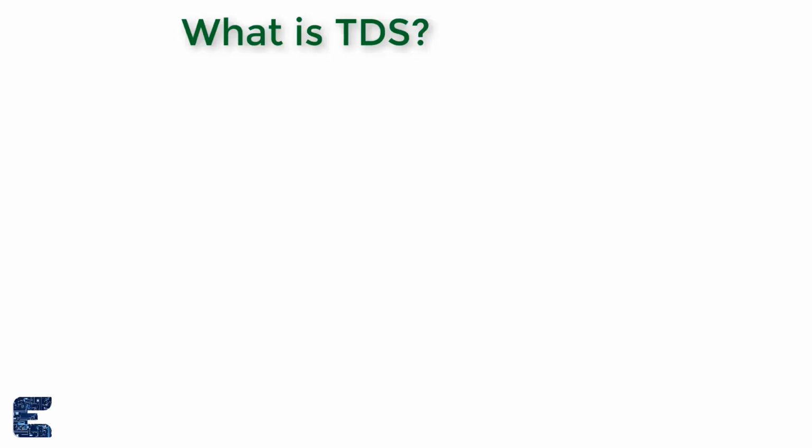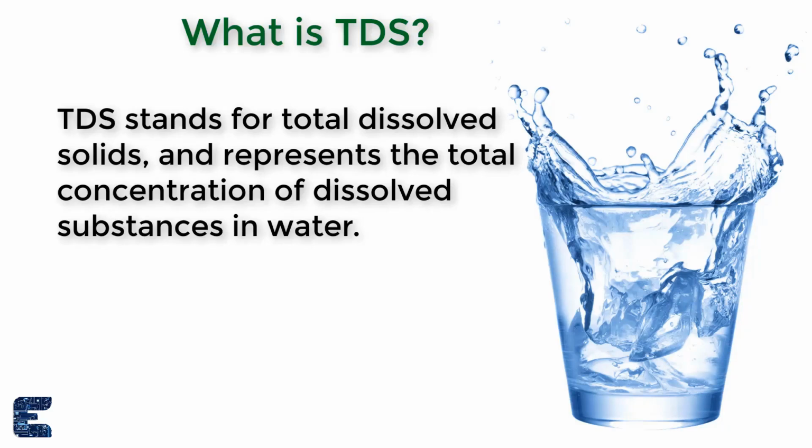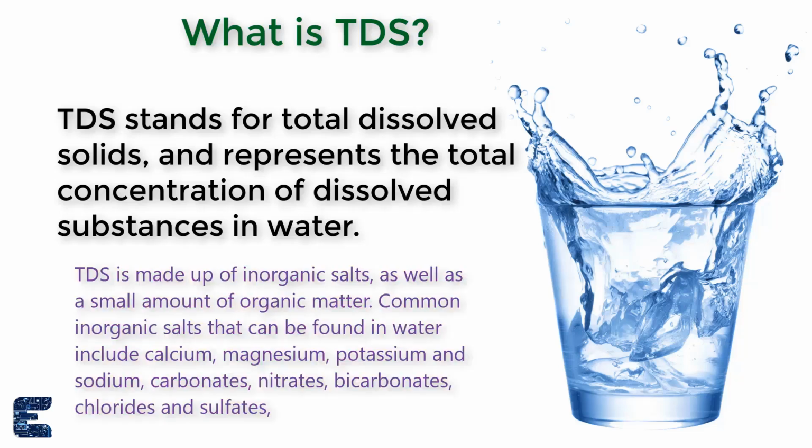Let us see what is TDS. TDS is defined in terms of water or any other liquid. TDS stands for total dissolved solids, and it represents the total concentration of dissolved substances in water. Dissolved substances may be ionic or organic, so it is made up of inorganic salts as well as a small amount of organic matter. Common inorganic salts are calcium, magnesium, potassium, sodium, and their carbonates, nitrates, bicarbonates, etc.